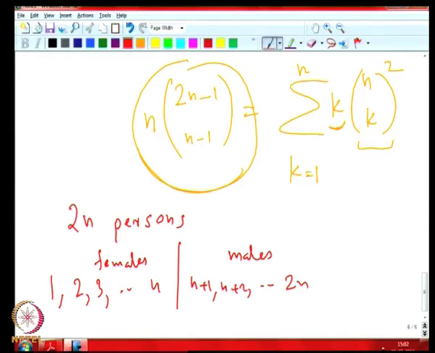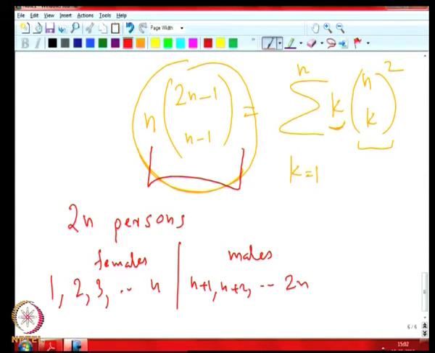But this time, because the subsets are interpreted as committees, we want a chairperson for the committee. Each committee needs a chairperson. The only condition is that the chairperson has to be a woman. So, how many ways can you do this? This number will give the answer.